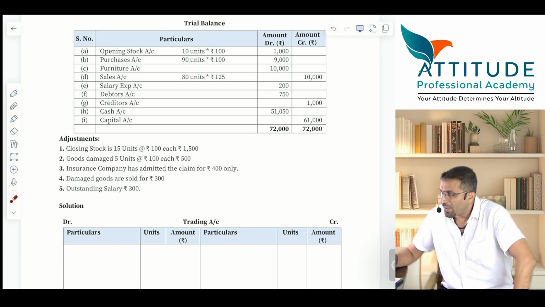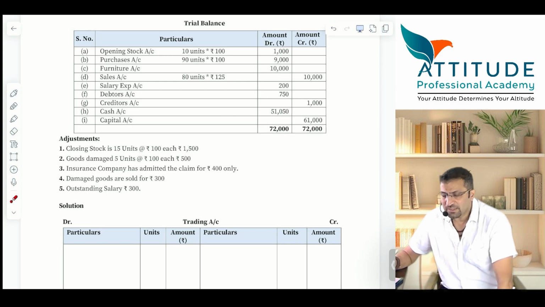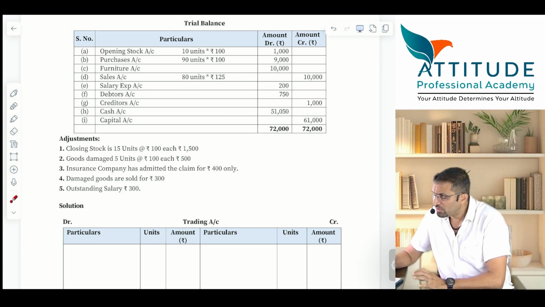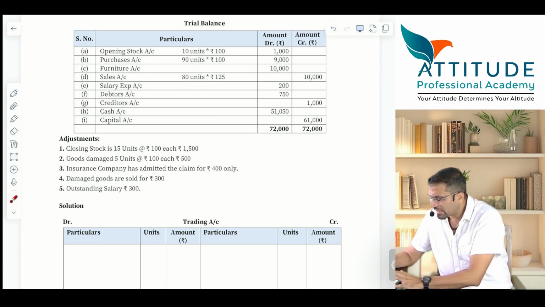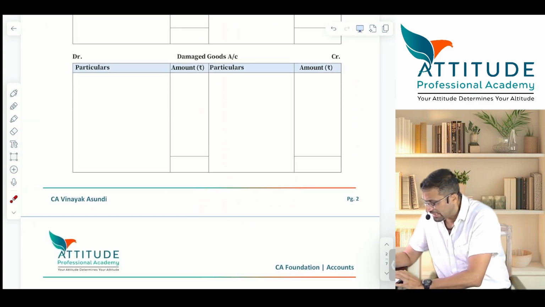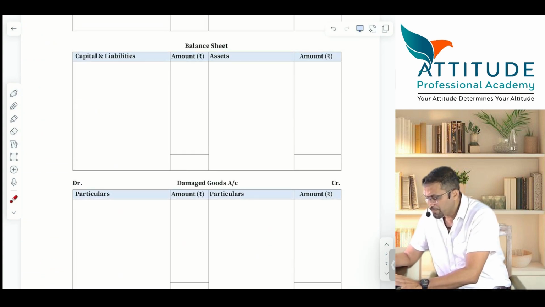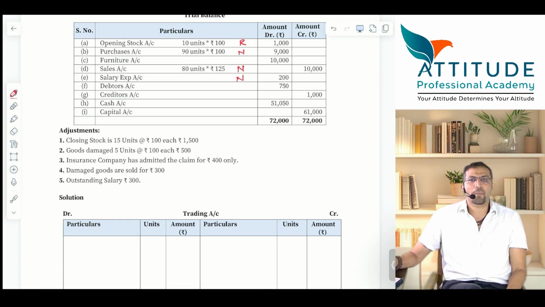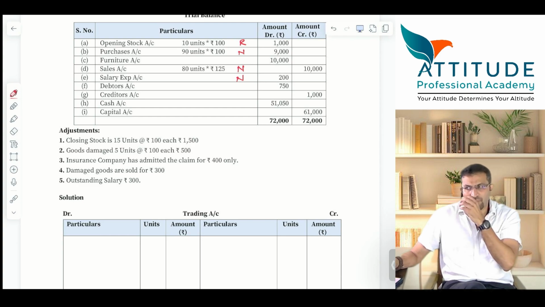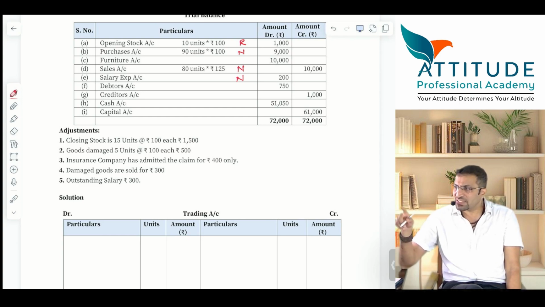Now, one by one we'll see the entries. One by one we'll see the entries. And you also have to take it along with me. Is that clear? There is the trading account, the profit and loss account, and the balance sheet. I have opened a damaged goods account also. Then closing entries. Okay? Now I'll ask you the journal entries. We will go on posting one by one.